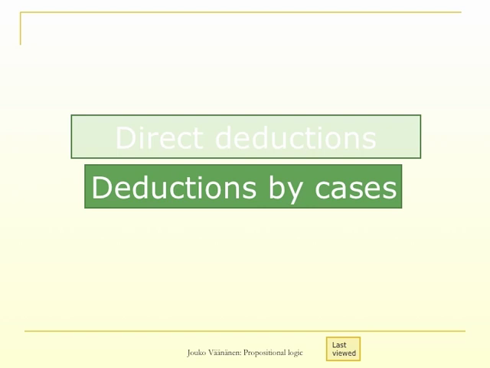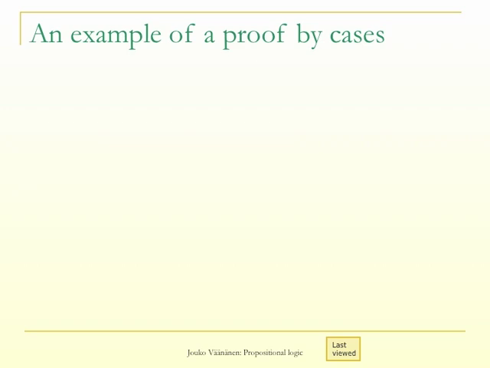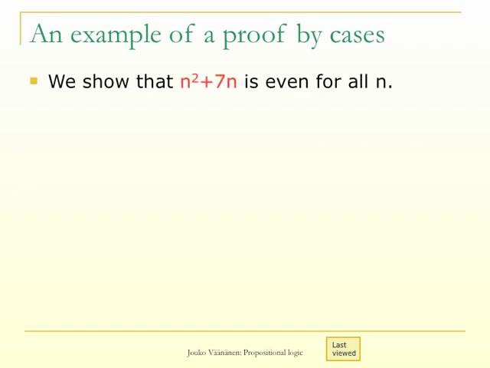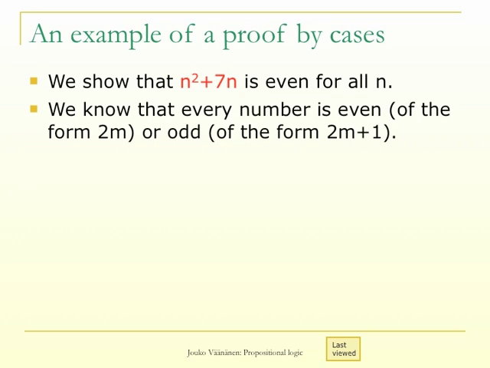Proof by cases is common in mathematics. Here is an example. Suppose we want to show that n squared plus 7n is even for all n. A possible proof proceeds as follows. We know that every number is even, that is of the form 2m, or odd, that is of the form 2m plus 1.